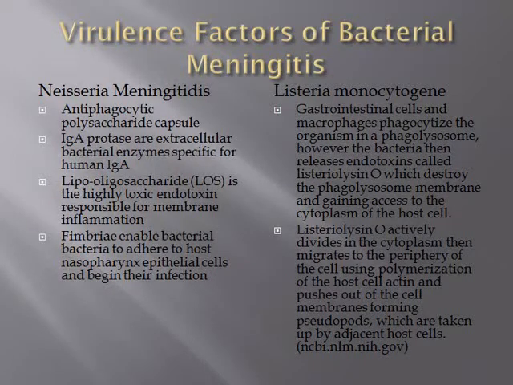Listeria monocytogenes. Gastrointestinal cells and macrophages phagocytize the organism in a phagolysosome. However, the bacteria then release a toxin called Listeriolysin O, which destroys the phagolysosome membrane and gains access to the cytoplasm of the host cell. The bacteria actively divide in the cytoplasm, then migrate to the periphery of the cell using the polymerization of the host cell actin and push out the cell membrane, forming pseudopods, which are taken up by the adjacent host cells.